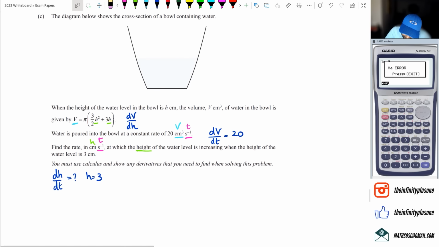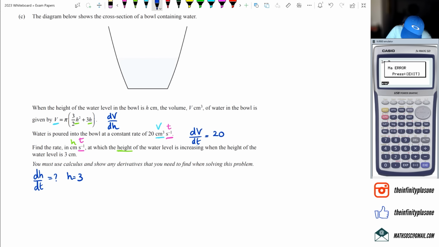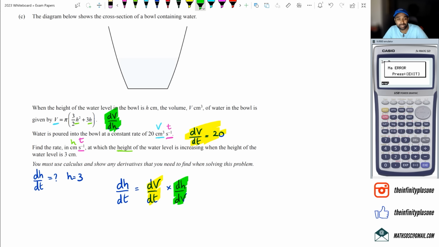Because here's how this whole thing works out beautifully. I can write down dh/dt is equal to dV/dt multiplied by dh/dV. And I've got dV/dt, which is this thing here, and I've also got dh/dV, which is basically this thing, but just flipped upside down. So my first step is to work out what dV/dh is.